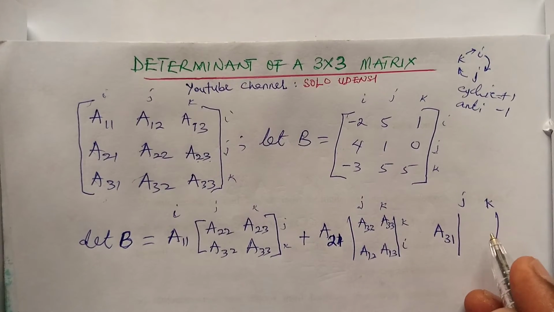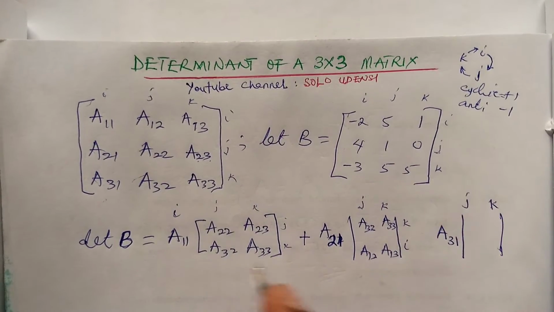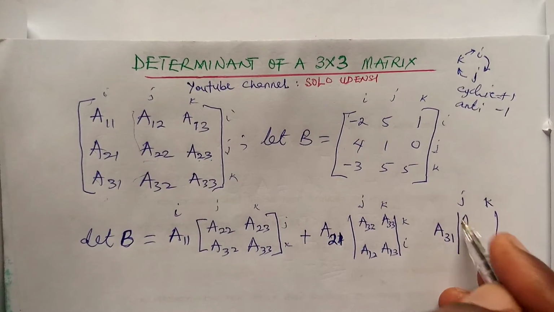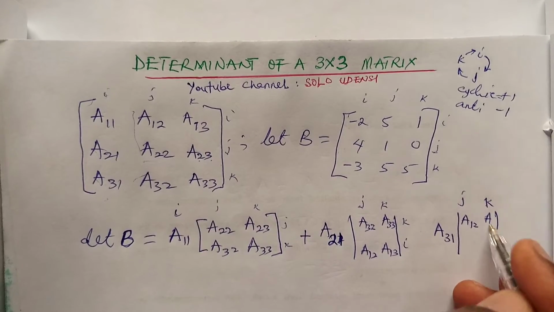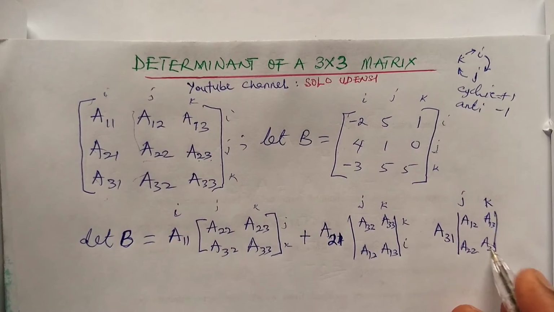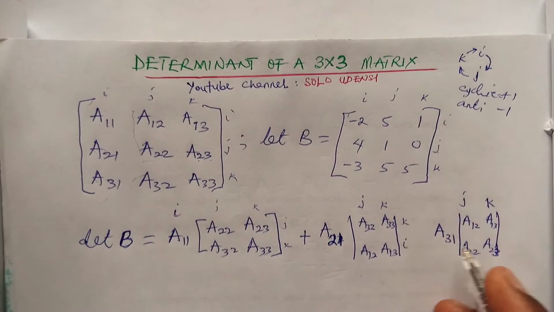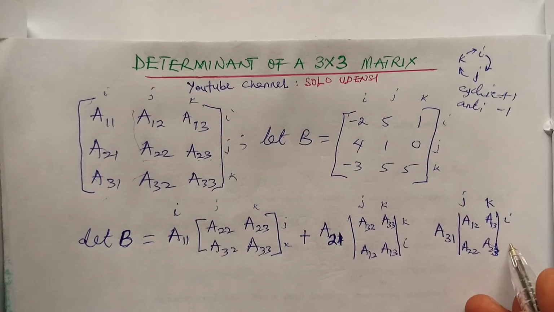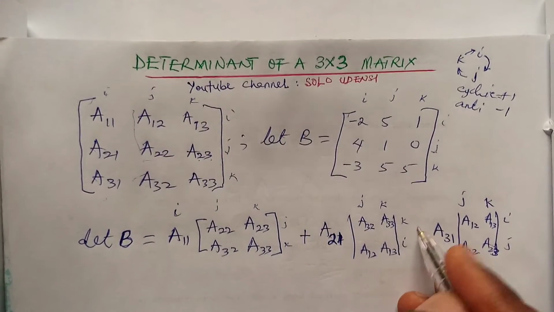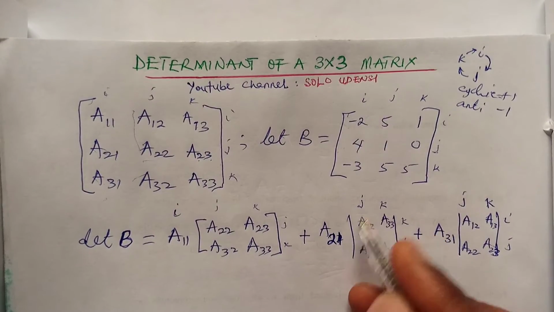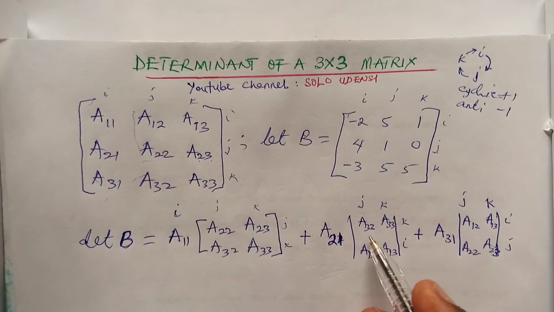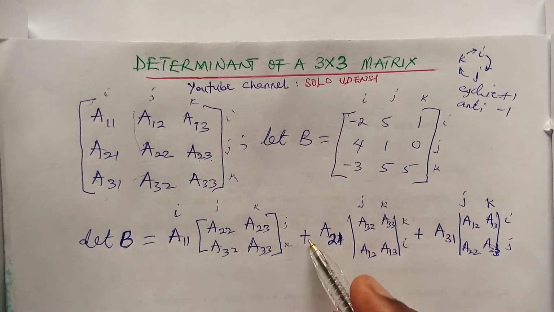So the next one, A31, will now be this minor matrix. It will be A12, A13, A22, A23. So that is IJ. IJ is also cyclic, so it's plus here. If we interchange any of these rows, if we bring this one here and this one here, it becomes a negative here.